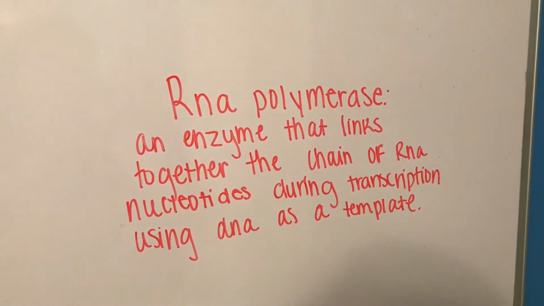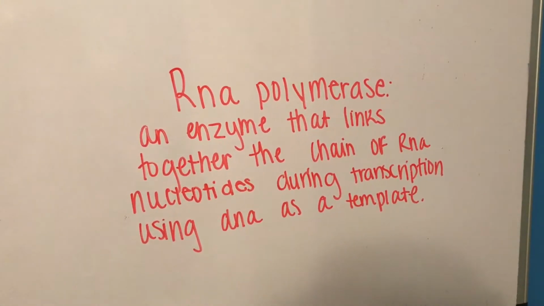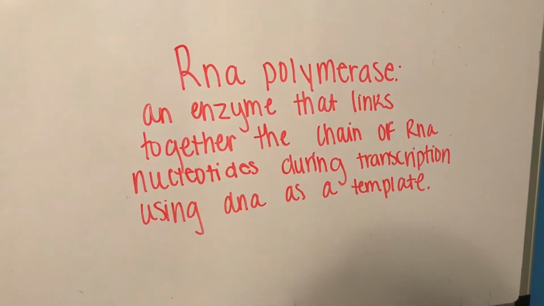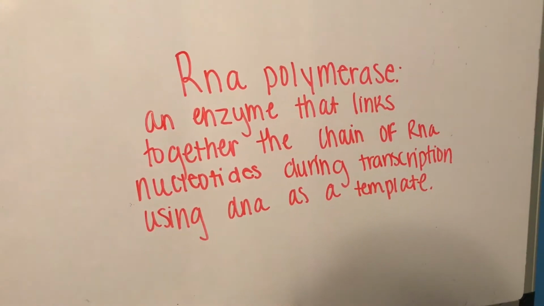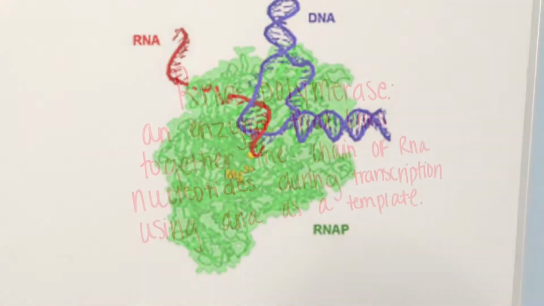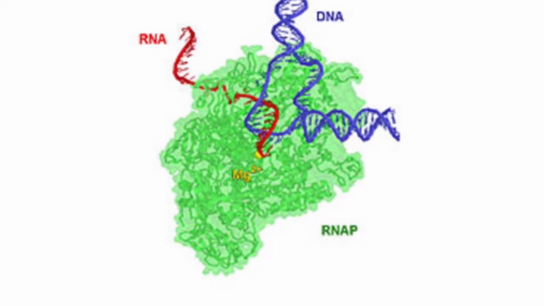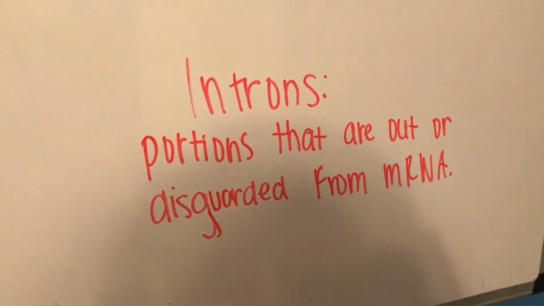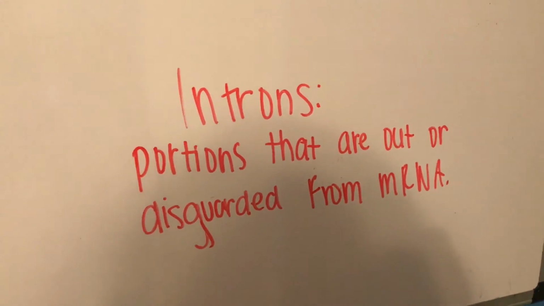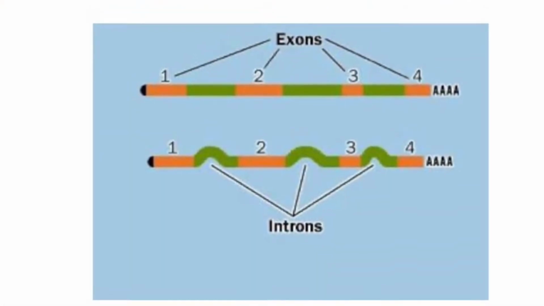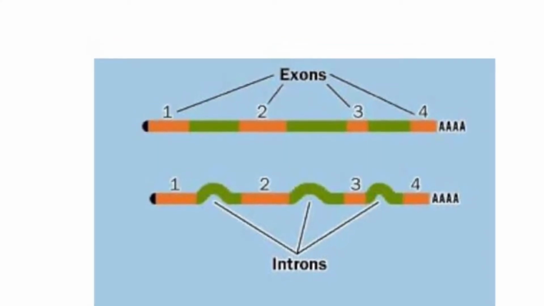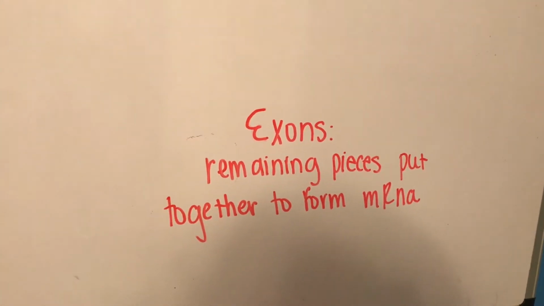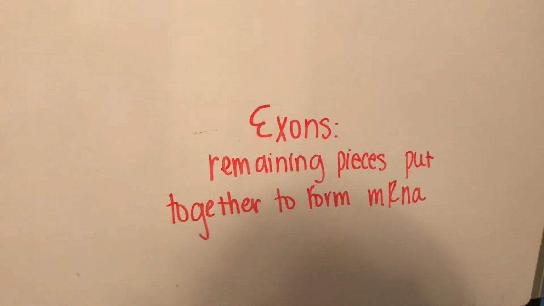Next we have RNA polymerase. RNA polymerase is an enzyme that links together the chain of RNA nucleotides during transcription. This uses DNA as a template. In the picture you will see next, it will show RNA polymerase in action. Next are our introns. Introns are portions that are cut out or discarded from mRNA. In the picture you will see next, you will see a picture of introns. Our next word is exons. Exons are the remaining pieces that are spliced together to form the final mRNA.